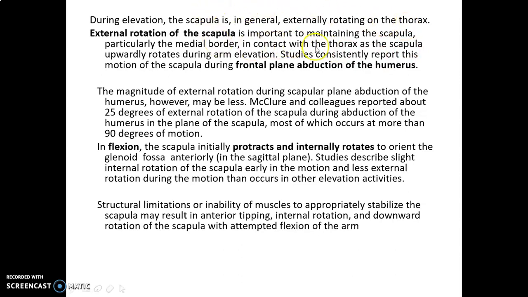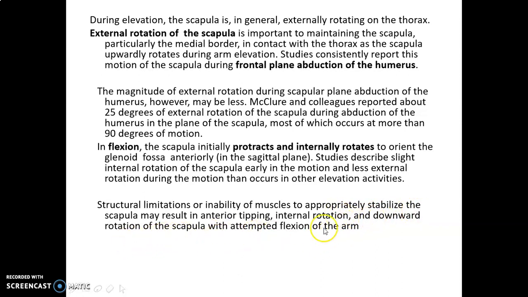Three things should happen. There should be a posterior tipping, there should be external rotation, and there should be upward rotation of the scapula. These three things will not happen. So whenever there is a structural limitation, inability, or weakness of any of the muscles which are meant to stabilize the scapula, what will happen? The opposite, that is anterior tipping, internal rotation, and downward rotation of the scapula with attempted flexion of the arm.